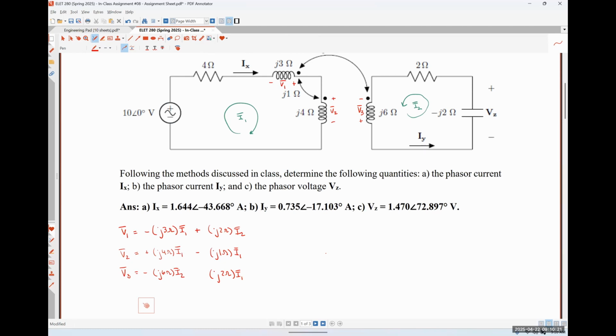So let's check. The positive polarity of V3, I'm literally going to draw this out so that we can see it. The positive polarity of V3 is at the undotted terminal. I1 is flowing into the undotted terminal. So if we have undots on both, it's a plus sign.